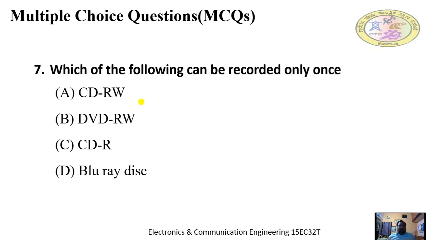Question number 7. Which of the following can be recorded only once? The first option is CD rewritable, second one DVD rewritable, third one CD recordable, fourth one Blu-ray disc. The answer would be C, CD recordable. Here the data can be written onto it only once, but it can be read as many times as the user wishes.